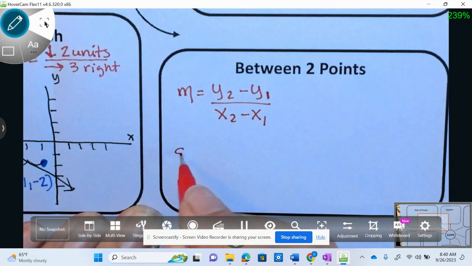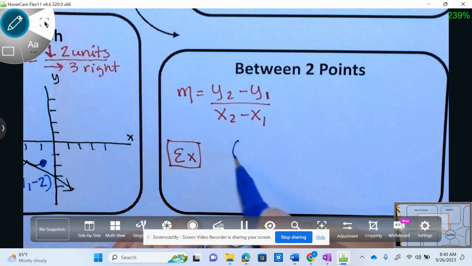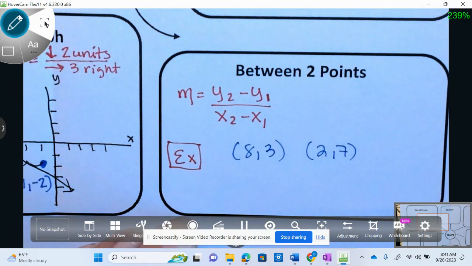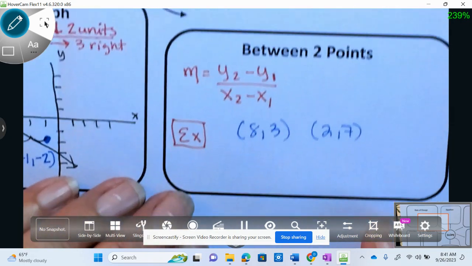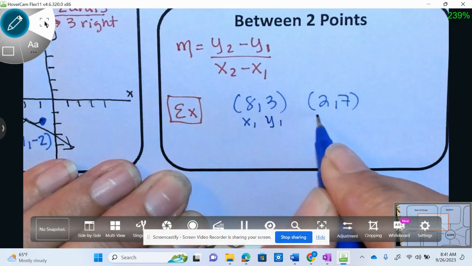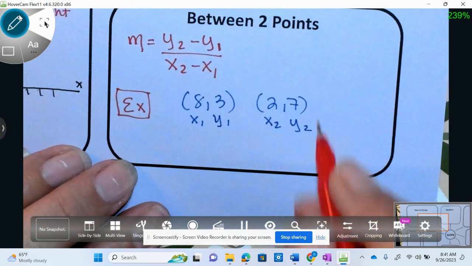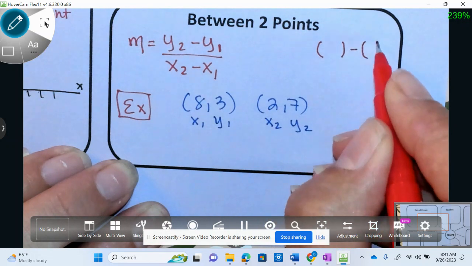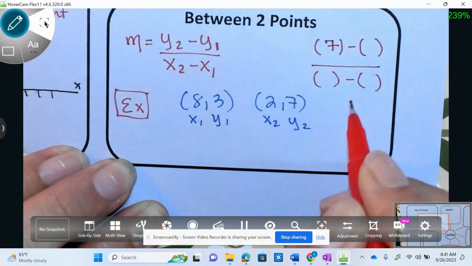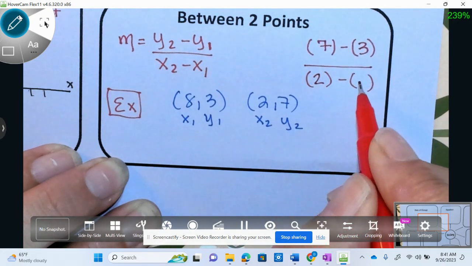Okay, let's give an example. Someone give me 2 points. 2 ordered pairs. Anyone? 8, 3. And what else? 2, 7. I love it. Is this going to have positive slope or negative slope? Negative. It's going to have negative. So x sub 1, y sub 1, x sub 2, y sub 2. So y sub 2 minus y sub 1 over x sub 2 minus x sub 1. 7 minus 3 over 2 minus 8.